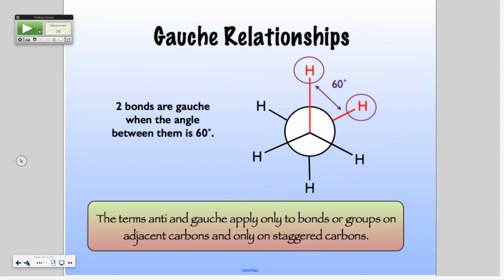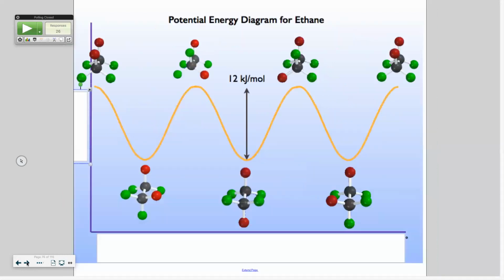The terms anti and gauche apply to bonds or groups on adjacent carbons. So if I have 5 carbons and I'm looking at a carbon here, it has to be the one next to it. We're not going to say that the carbon 4 down is gauche. It doesn't work that way. It's only ones that are right next. So you're looking at these little Newman projections, and I think it'll help when we do some compounds.